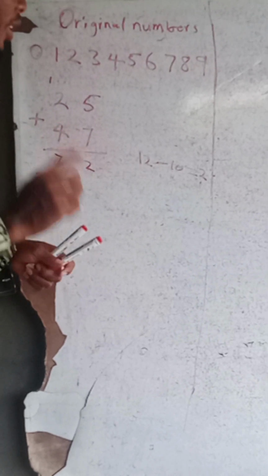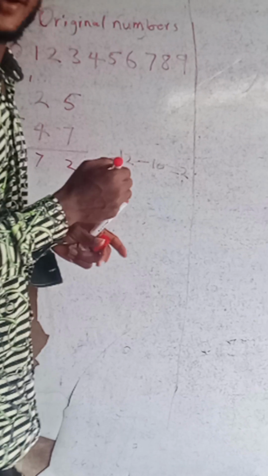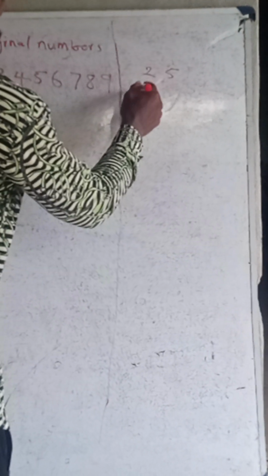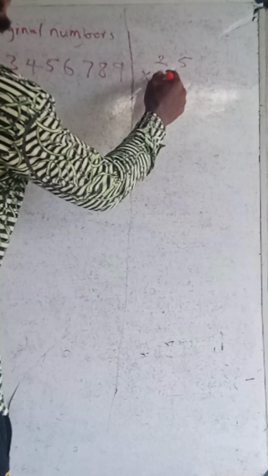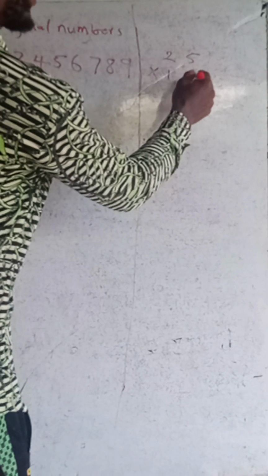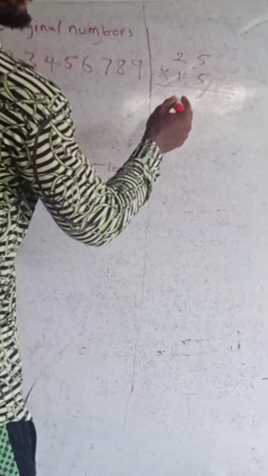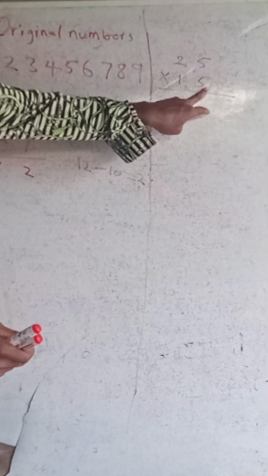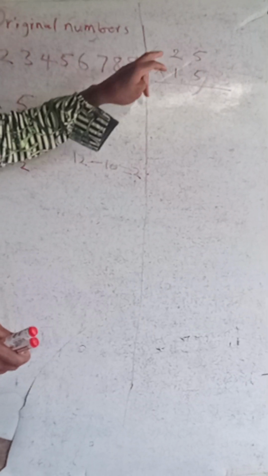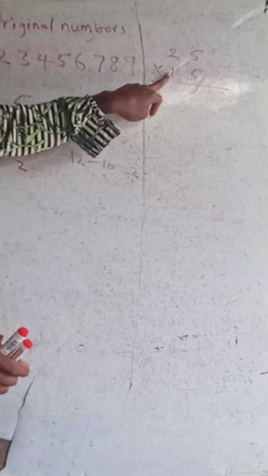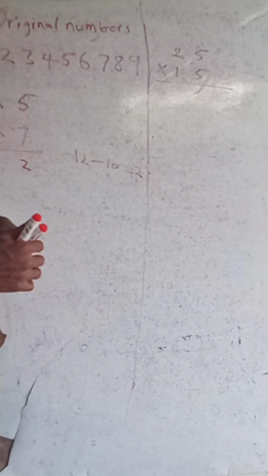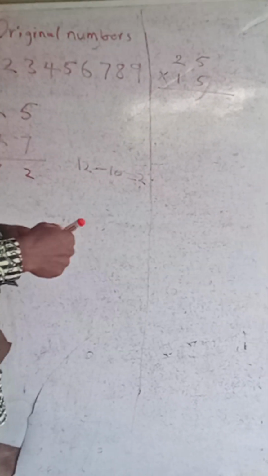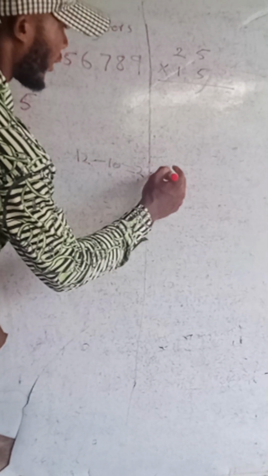Okay, so secondly, if you are asked to multiply 25 by 15, you know that we are going to use 5 to multiply 5 and 2. Then the next one, we use 1 to multiply 5 and 2. So if you use 5 to multiply 5, the answer is going to be 25.